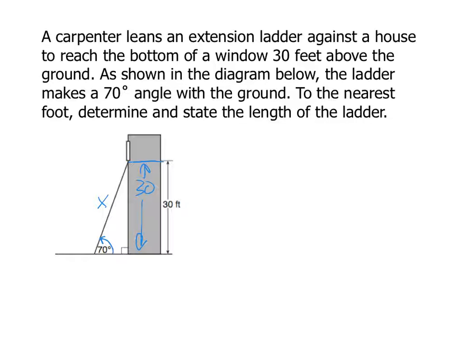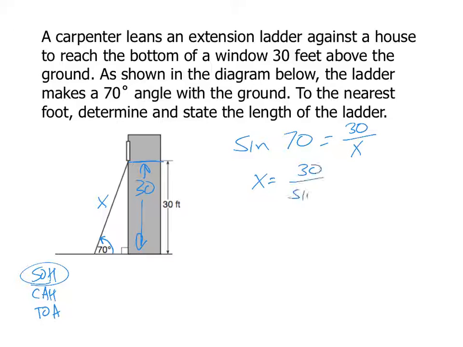So if I'm looking at this triangle, the ladder is my hypotenuse. The 30 is my opposite side. If I think about SOHCAHTOA, opposite and hypotenuse is sine. So the sine of 70 equals the opposite side over the hypotenuse. If we solve this equation, we're going to end up doing some division because the variable's in the denominator. So x equals 30 divided by the sine of 70.